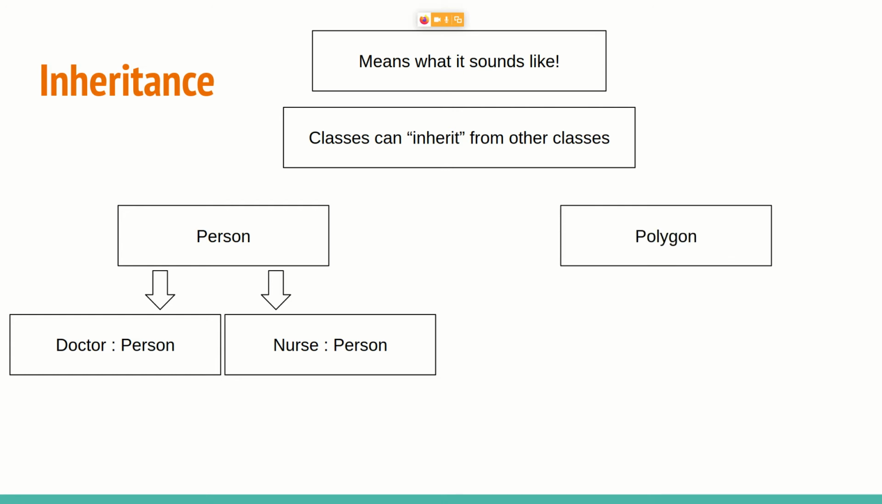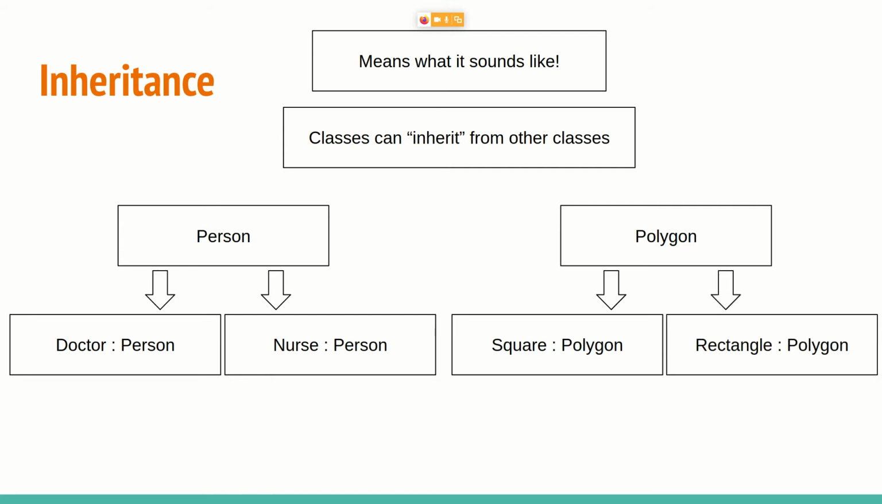There's a bunch of different types of polygons, right? Any multi-sided shape. And so we can define this abstract idea of a polygon. It can have a length and a width. And then we can be more specific and go, okay, there's a square. It's a type of polygon. It has everything a polygon has and maybe a little bit extra. Likewise, there's a rectangle polygon, class rectangle polygon. And it has everything a polygon has and maybe a little bit extra.